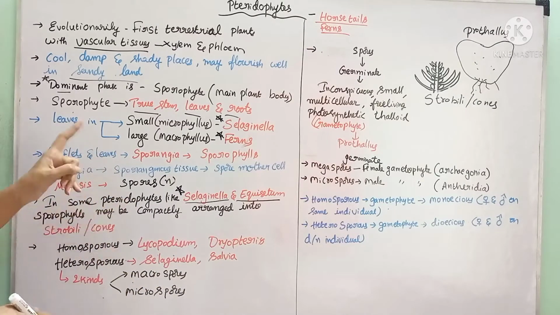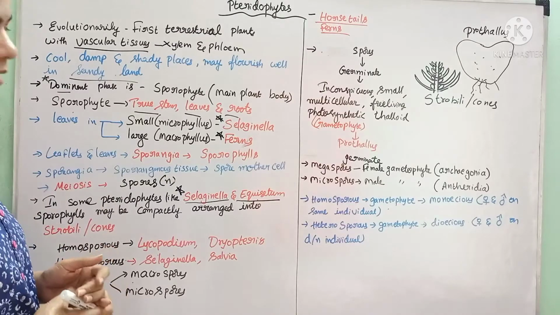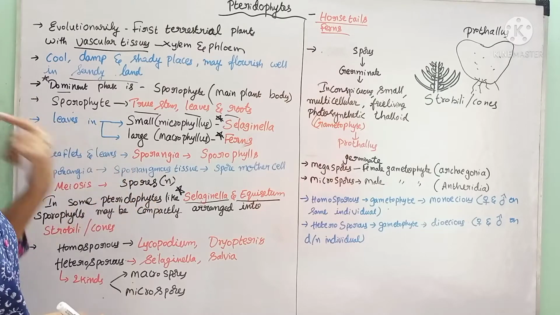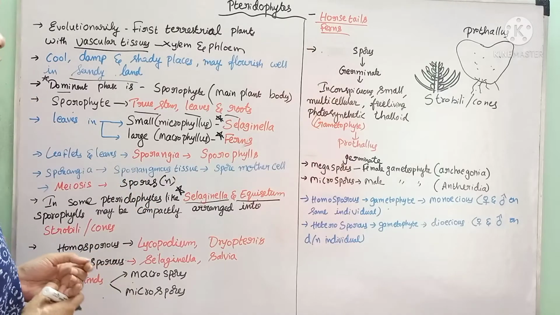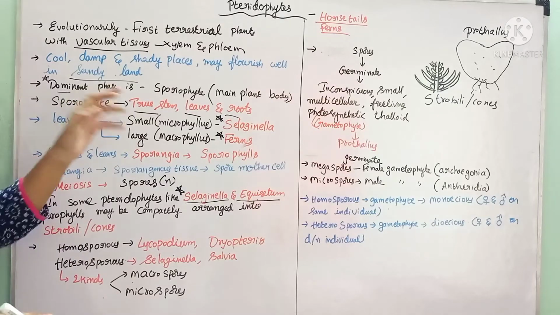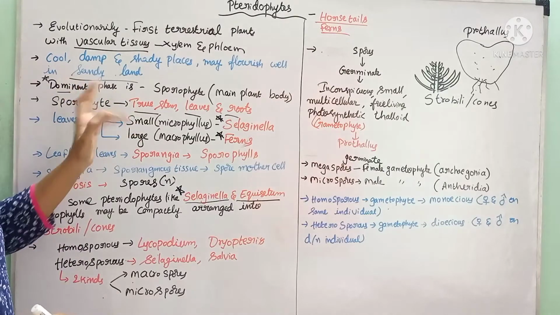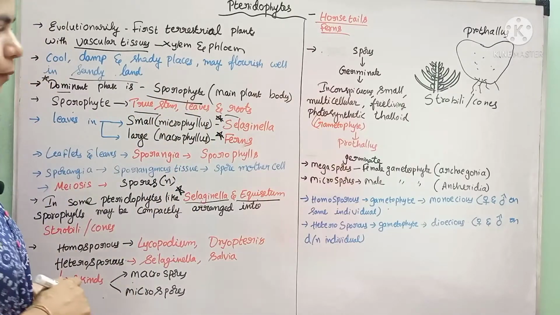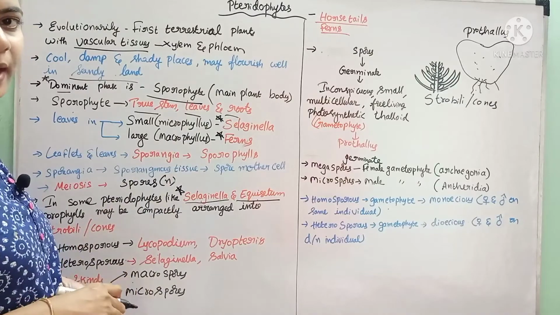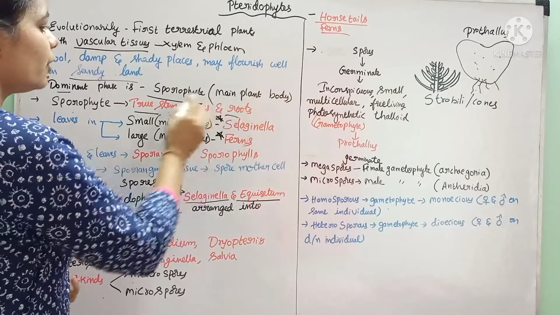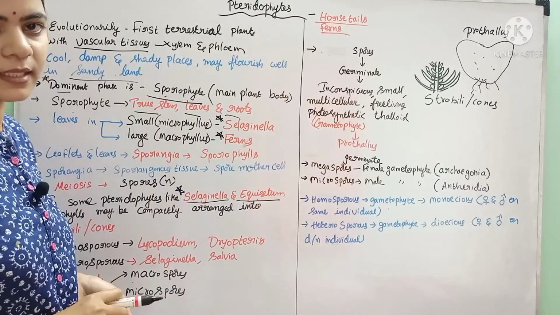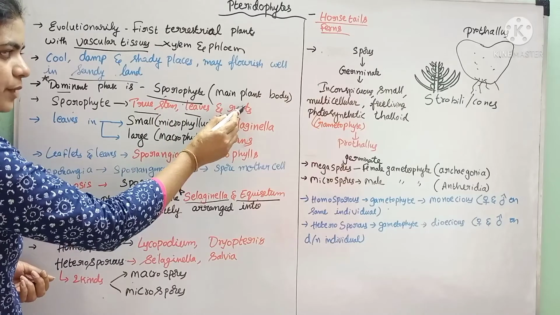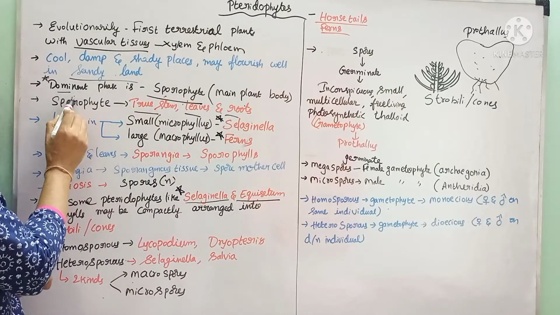In pteridophytes also the same condition, that is alternation of generation, is seen. That means the gametophytic stage is followed by the sporophytic stage, which is followed by the gametophytic stage. Here the gametophytic stage is not the dominant one, the sporophytic stage is the dominant one. In bryophytes, the gametophytic stage is the dominant one where the true plant is seen. But here the main plant body is seen in the sporophytic stage, not in the gametophytic stage. In the sporophyte stage, the main plant body is seen outside, hence it is the dominant phase.